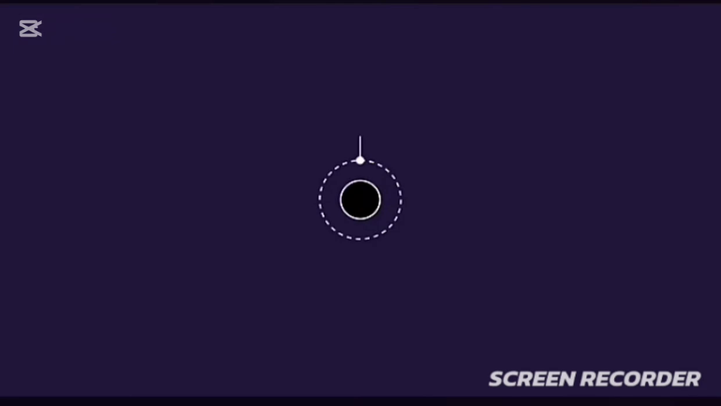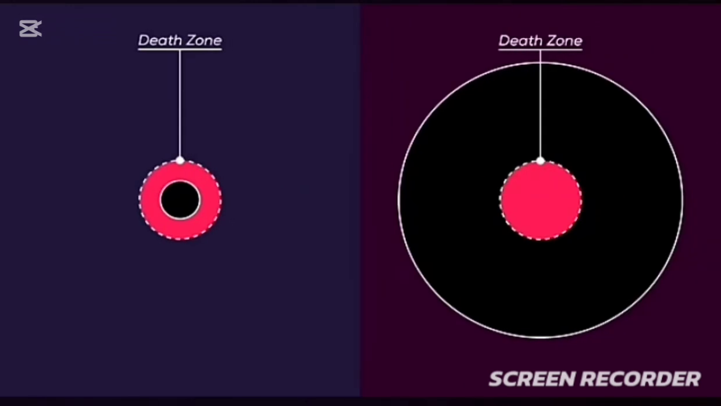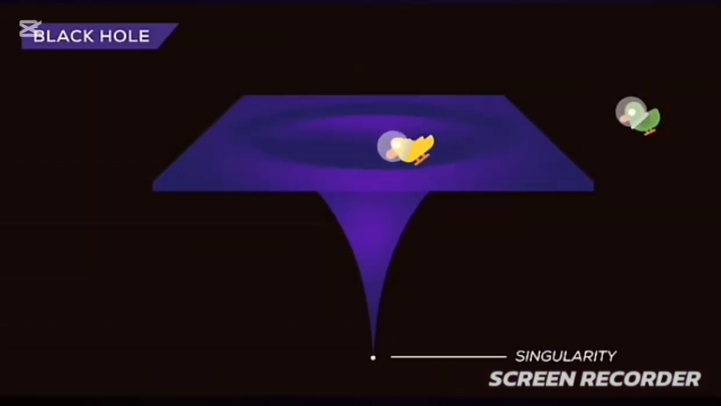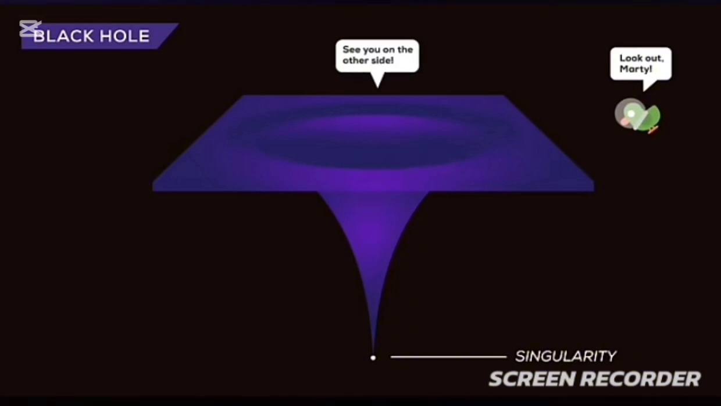How soon you would die depends on the mass of the black hole. A smaller black hole would kill you before you even entered its event horizon, while you probably could travel inside a supermassive black hole for quite a while. As a rule of thumb, the further away from the singularity you are, the longer you live.